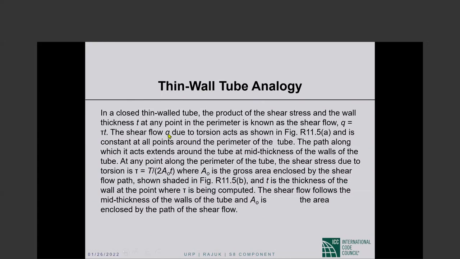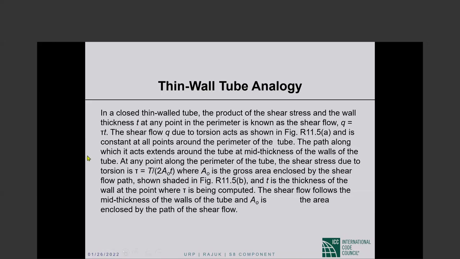The shear flow q due to torsion acts as shown in the figure that I just showed you and is constant at all points around the perimeter of the tube. The path along which it acts extends around the tube at mid-thickness of the walls of the tube. At any point along the perimeter of the tube, the shear stress due to torsion is tau equal to T, the torsion causing the stress, divided by 2 A sub 0 times t, where A sub 0 is the gross area enclosed by the shear flow path.